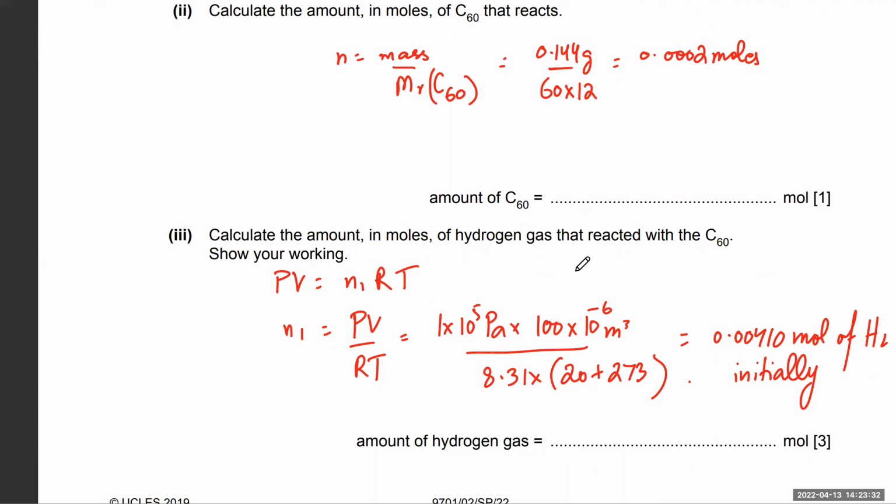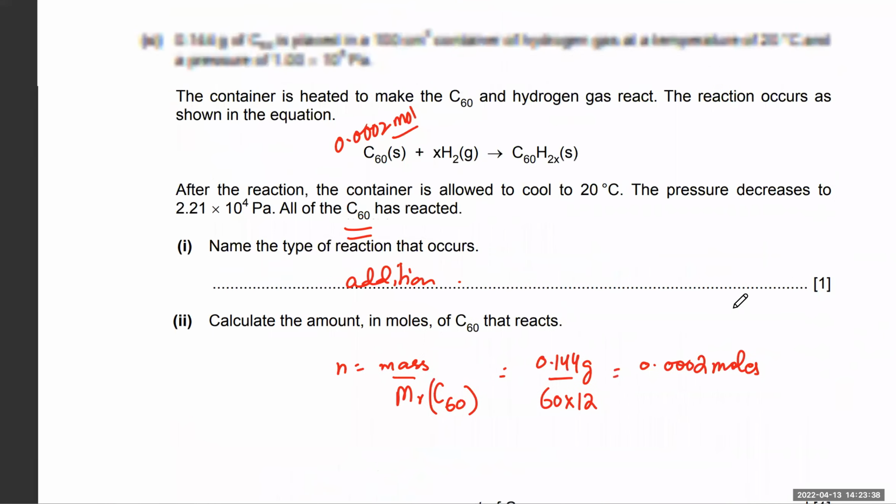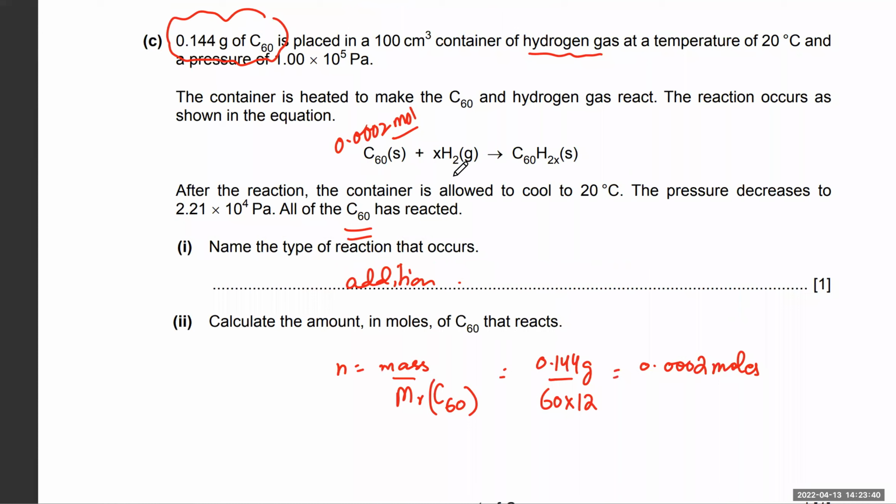How are we going to figure that out? These are the initial moles that are added. The container still has hydrogen gas because there's still pressure being exerted. There's only one gas in the expression. So after the reaction, we're going to use PV = nRT.